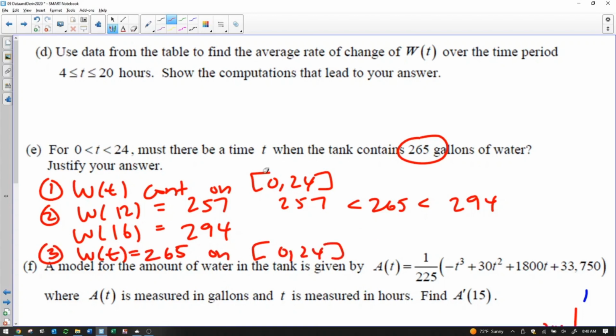If they ask you how many times, answer the question. Must there be a time? Yes. Just make sure you answer the question. The answer is yes, there is a time. A lot of times they won't ask it.